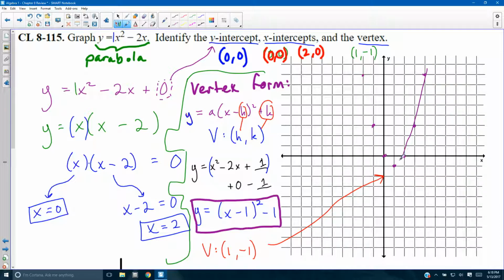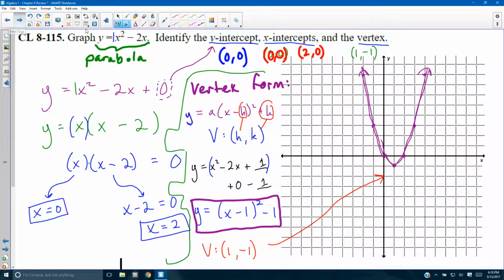Tables aren't impossible to use. If you know where the vertex is, by all means, use a table. Maybe you won't find the x-intercepts you want. Maybe you will. But there are other efficient ways, and especially when you're being asked to label those parts, I would just go for the easy route. I would. So there you have it.